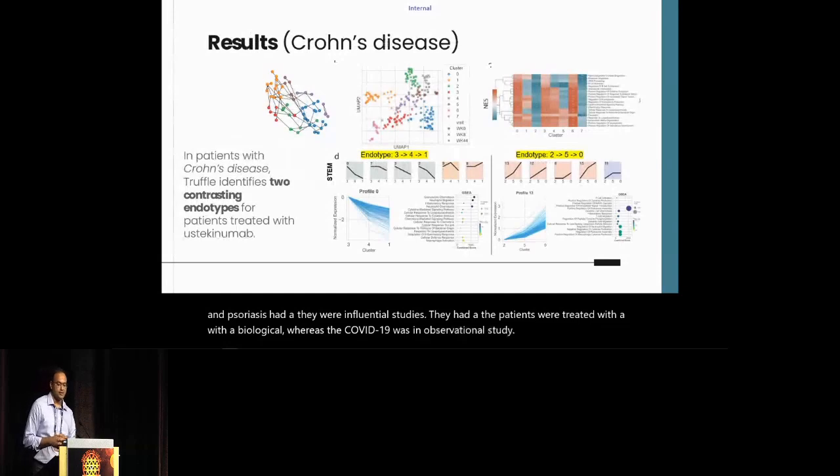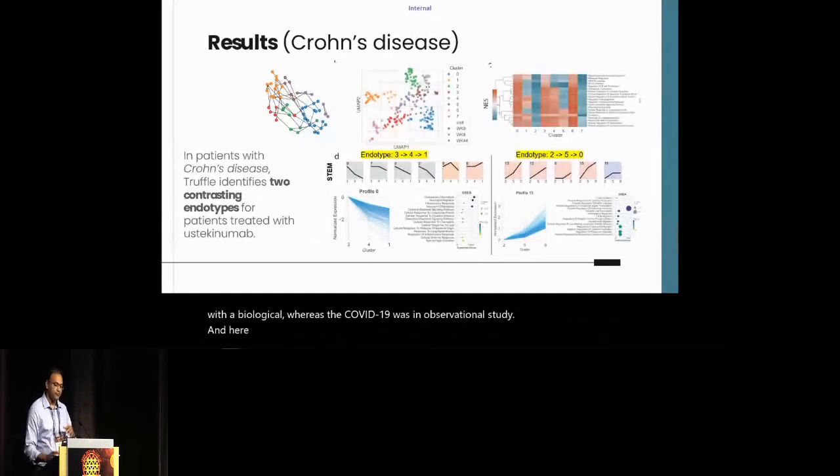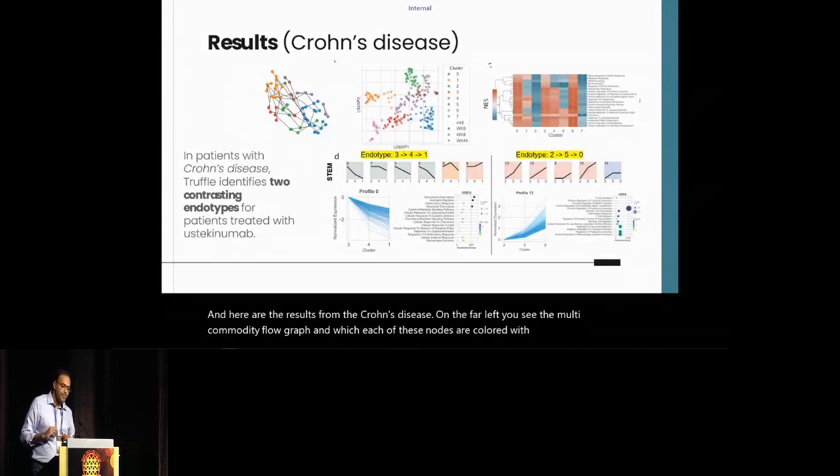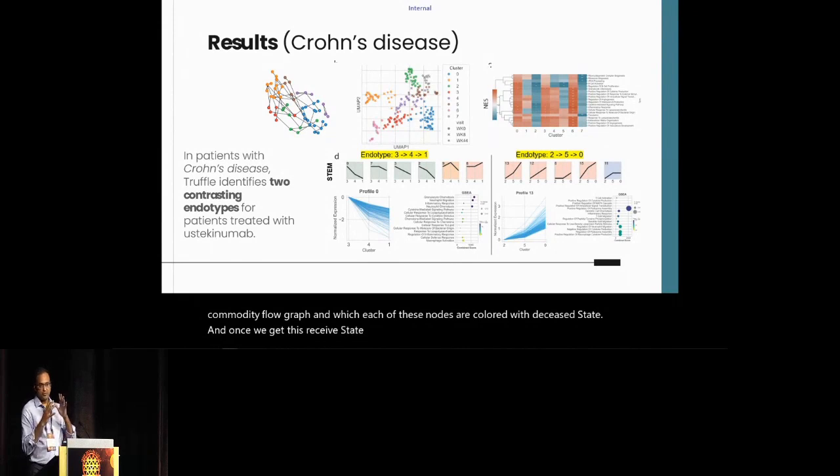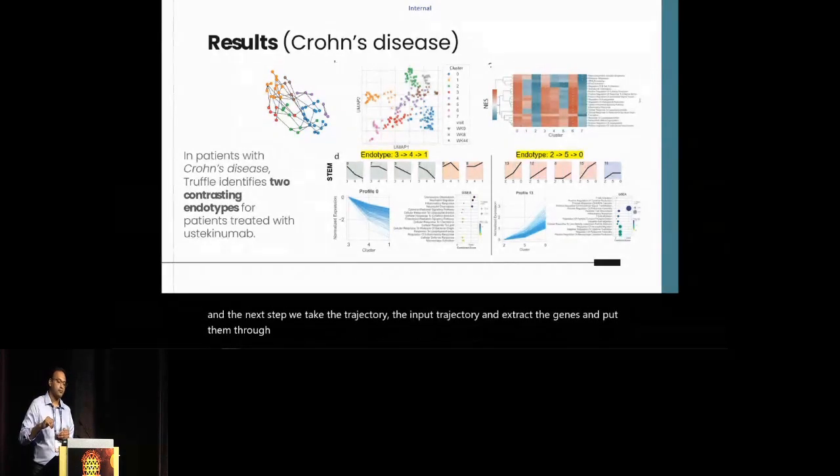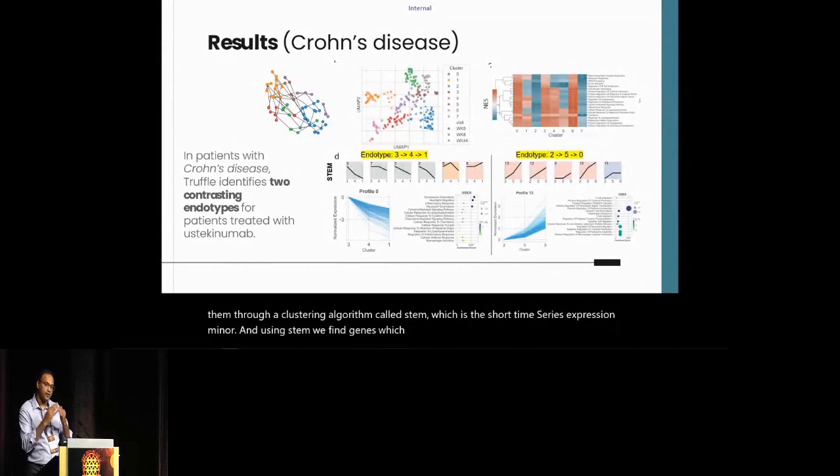And here are the results from the Crohn's disease. On the far left, you see the multi-commodity flow graph, in which each of these nodes is colored with a disease state. And in the disease state, we have clustered samples. In the next step, we take the inferred trajectory, extract the genes, and put them through a clustering algorithm called STEM, which is the Short Time-series Expression Miner. And using STEM, we find genes which are similarly regulated across time.